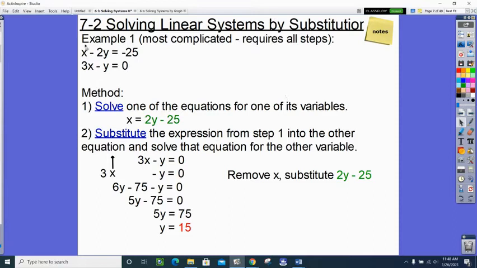So I look around here and I'm going to solve the top one for x, and I'm going to do that by adding 2y to both sides. And are you okay with that? So the first verb is to solve. The second verb is to substitute.